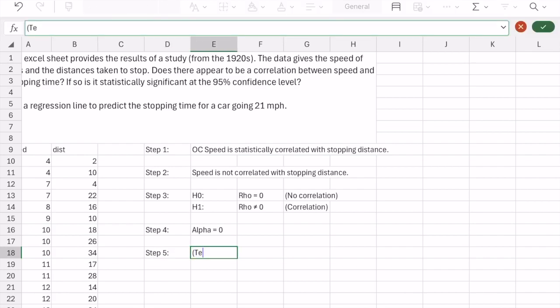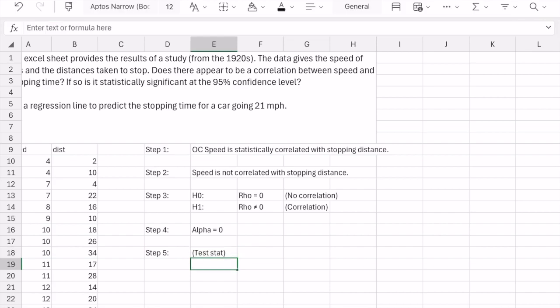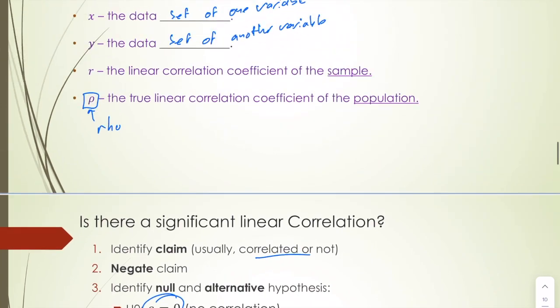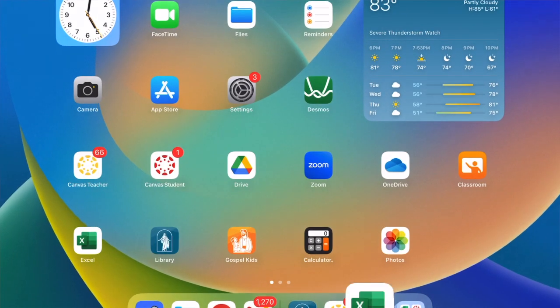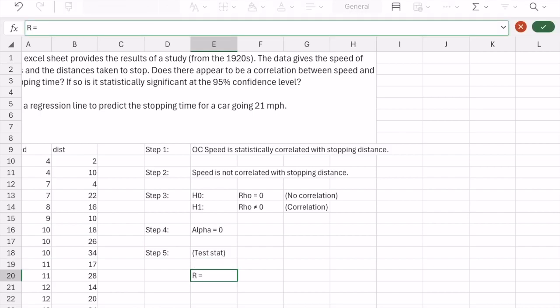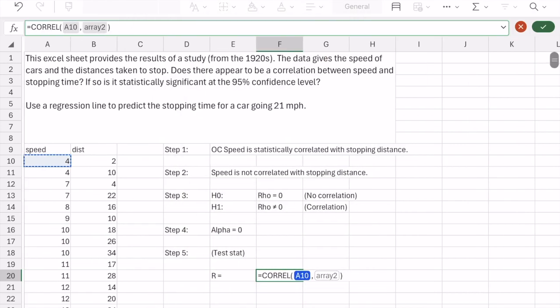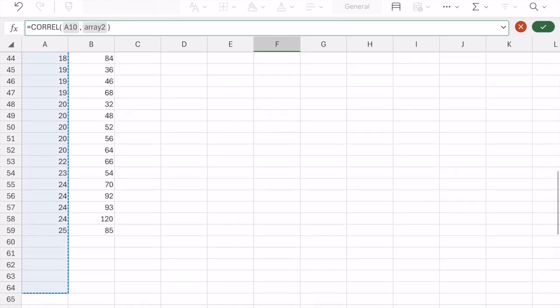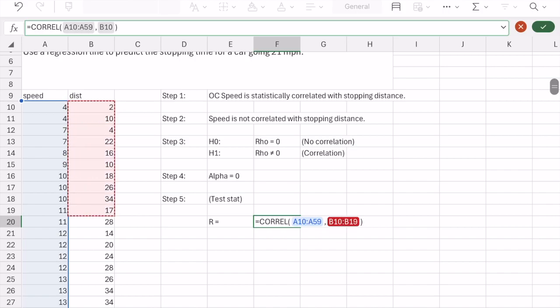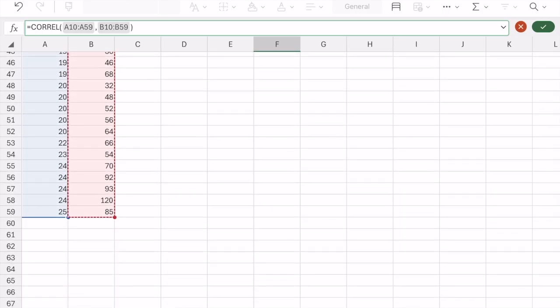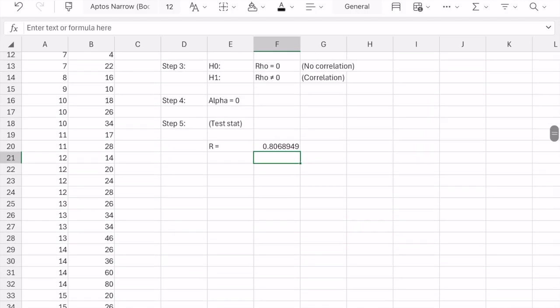Test statistic now. For the test statistic, all I need is R and N. So I'm going to go ahead and get R. R equals correlation. Here's my data, speed, comma, my distance. Okay, there's my R value, 0.8. Very nice, close to 1, isn't it? I think there's probably going to be a correlation here. Alright, R is that, and then what?